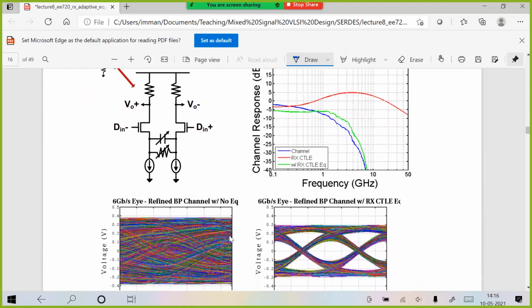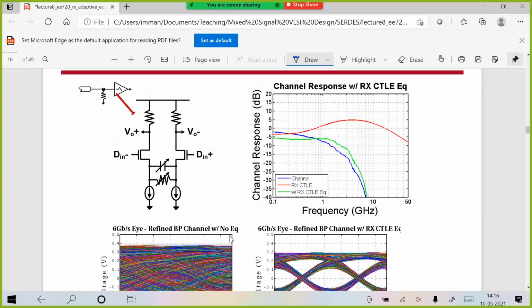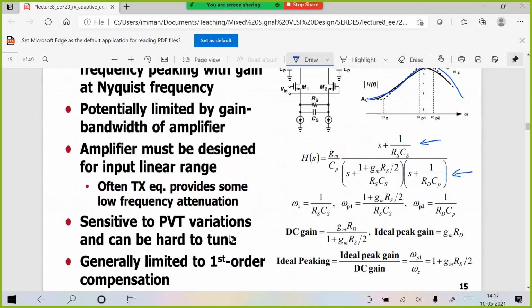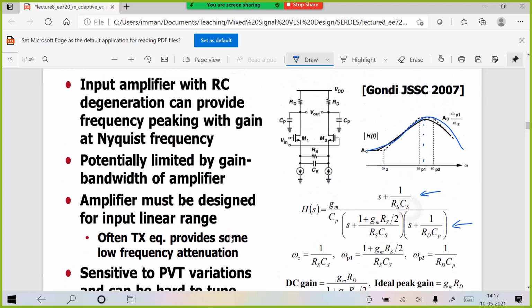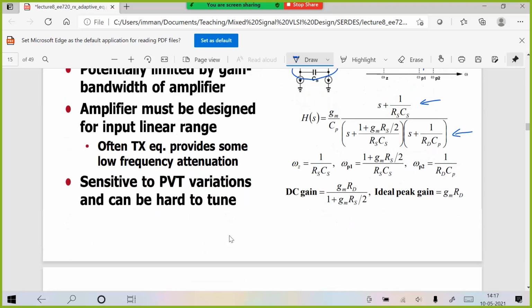You can see how they have done it just by changing the values, and sometimes you can even make this capacitor and resistor adaptive so that you can change the zero. So where is the zero located? Zero is 1 by RSCS. So in other words, if you can tweak this RSCS, you can move the position of the zero. Which means that you can determine where you want the upward slope to begin, right? And the more the distance between the pole and the zero, the more the peaking you would get, right? So that can be done with this.